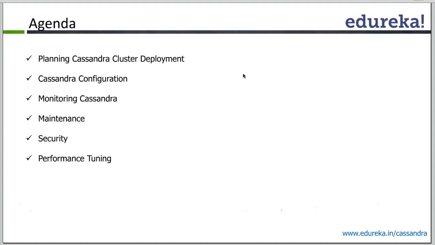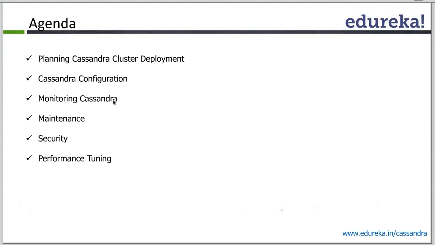So the agenda would be, how do you actually plan a Cassandra cluster deployment? So basically you have to do some planning, right? When you say capacity planning, if I have to pick a choice as to what is the number of nodes that I should be using for forming a cluster, some of those choices you have to make. So how do you actually make the decisions? How do you go and do that capacity plan? That's something we look at, and then we look at some of the basic configuration of Cassandra.